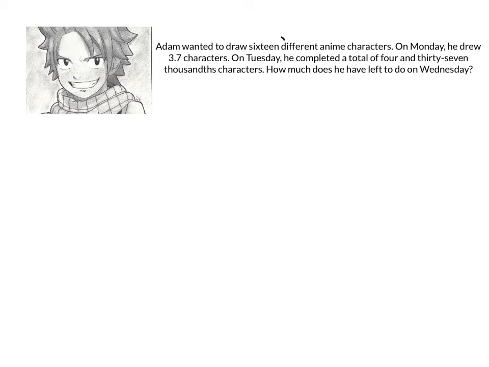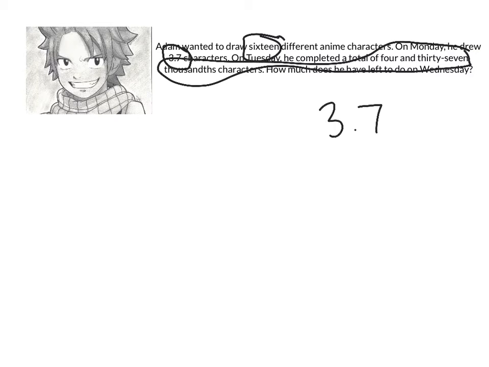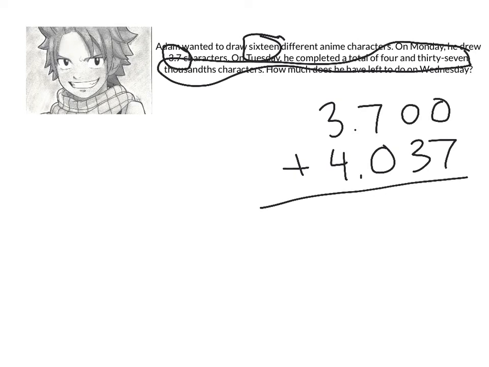So I see that he wants to draw 16 characters. He drew 3.7 one day. He did 4 and 37 thousandths. So I'm going to do it the method in which I add how much he's drawn first and then take it away from 16. So 3.7, 3 and 7 tenths, 4 and 37 thousandths, making sure that my 37 is my thousandths place. This is how much he's drawn. I need to put in some of my placeholder zeros. 7, 3, 7, 7. Let's subtract to double check that.